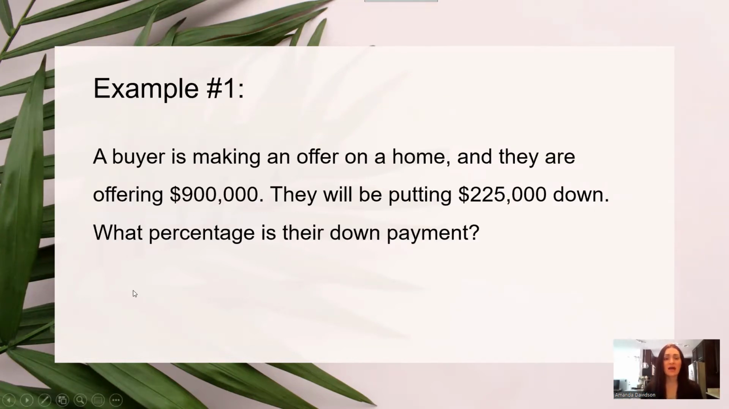So let's have an actual example to help this make more sense. This is probably something similar to what you'll see on the exam. So if you're studying, practice with word problems. If you have a buyer who's making an offer on a home and they're offering $900,000 and they'll be putting $225,000 down, what percentage is their down payment?